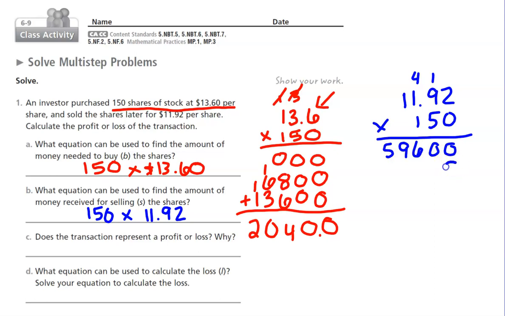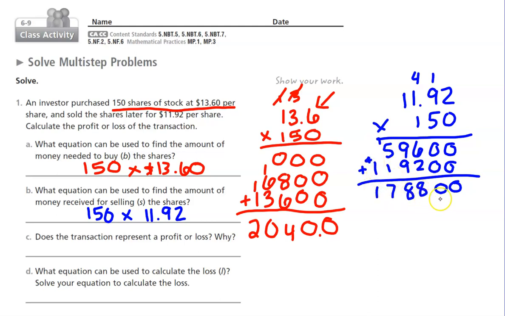I need 2 place value holders this time. And now I'm going to do 1 times 2, 9, 1, and 1. And now we get to add those 2 all up. Nope, don't need to add that.